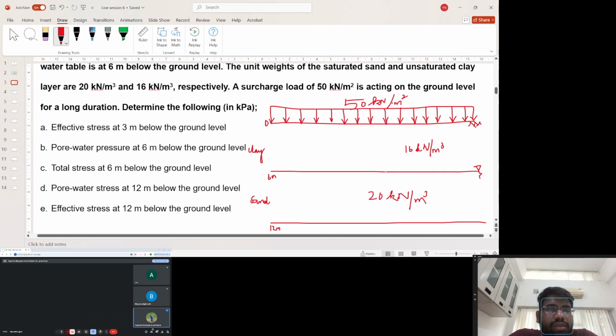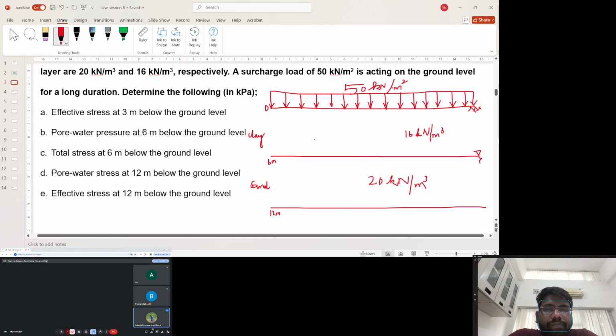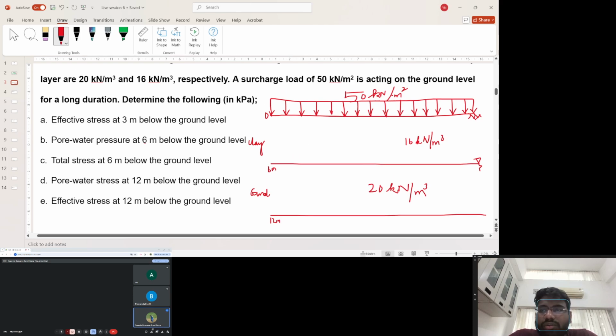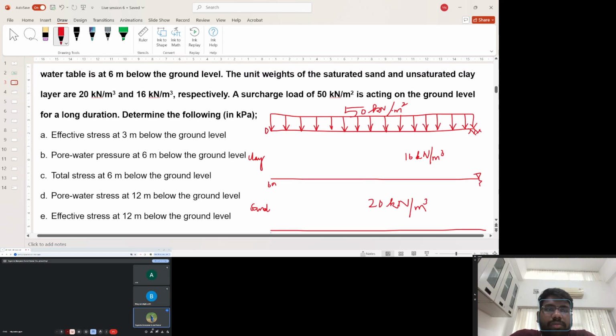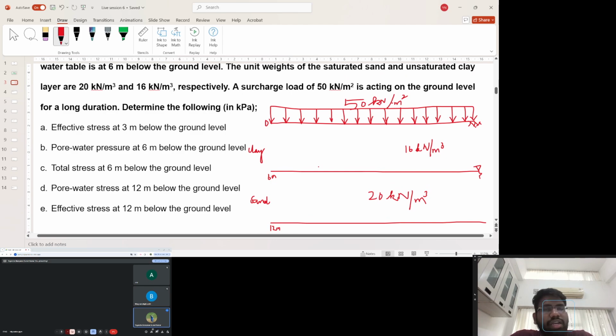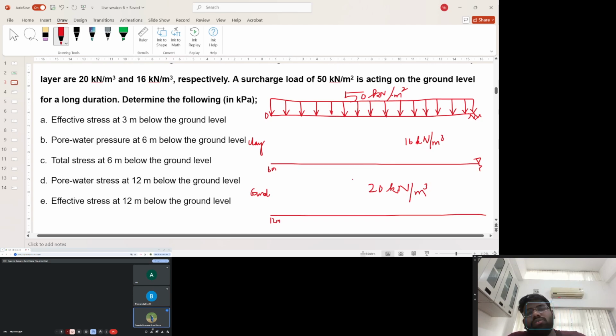Now coming to the first question, effective stress at 3 meter below the ground level. So we have defined the problem, we have pictorially depicted the problem. Now it is time to solve the given questions, compute the given parameters. First requirement is effective stress at 3 meter below the ground level. So how to do it? Here there is no pore water pressure.